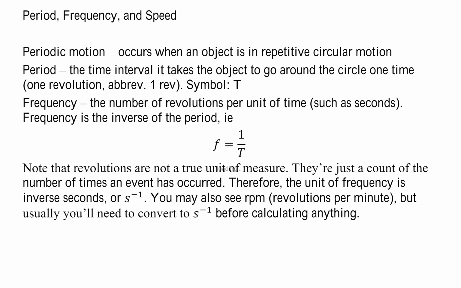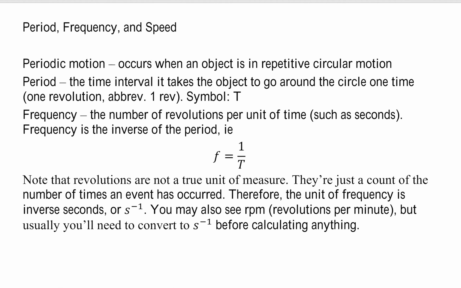Okay, so now other important things that we're going to be dealing with in this chapter are period, frequency, and speed. So periodic motion is something that happens when we have a repetitive circular motion going on. Okay, so a period is the time interval that it takes the object to go around like a circle one time. The amount of time it takes something to achieve one full revolution. Okay, so one revolution has an abbreviation, 1 rev.